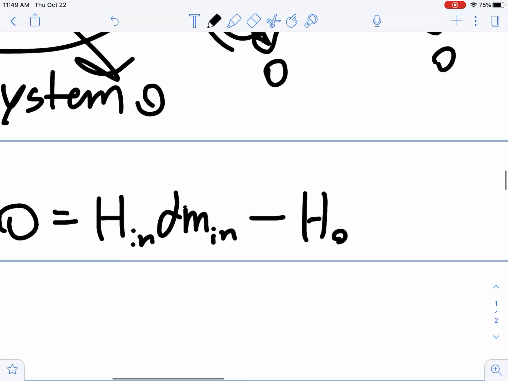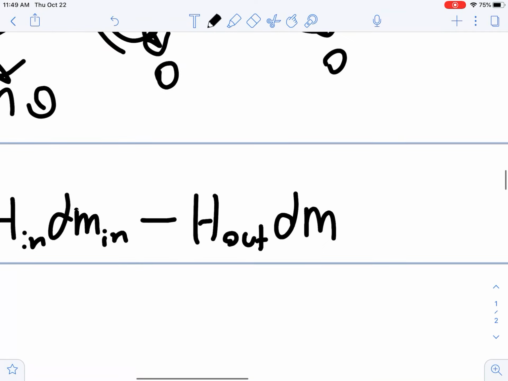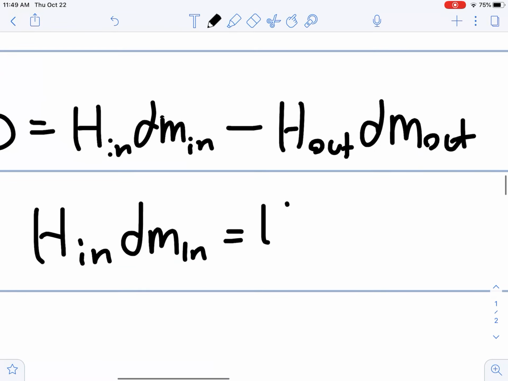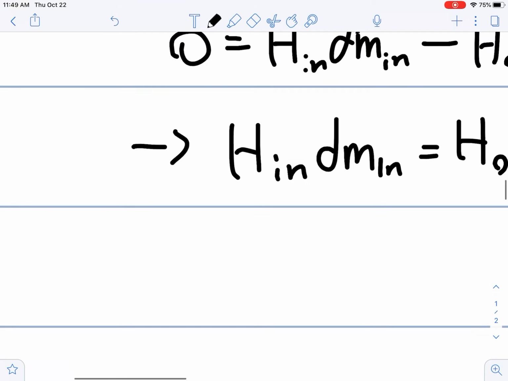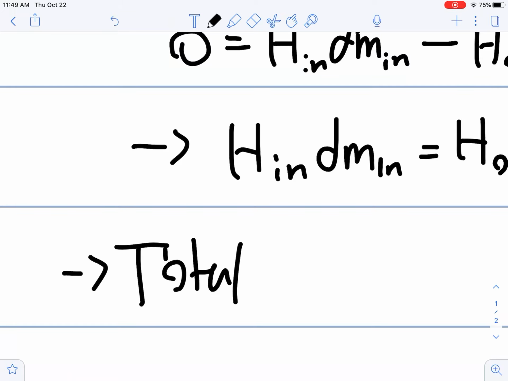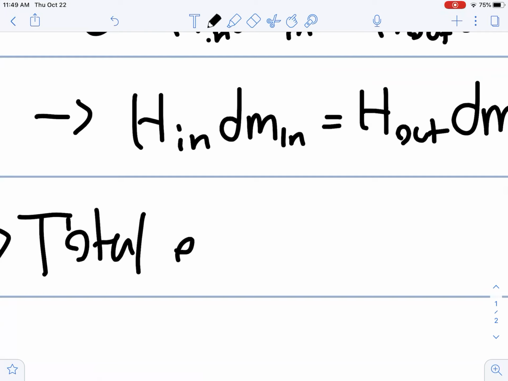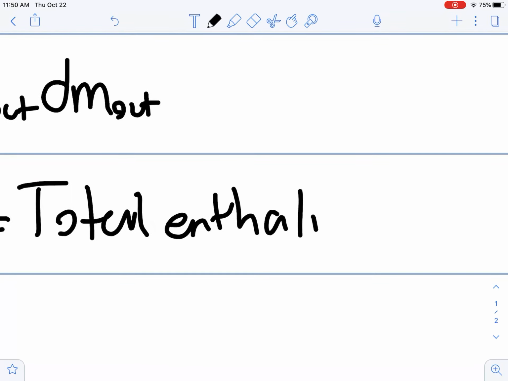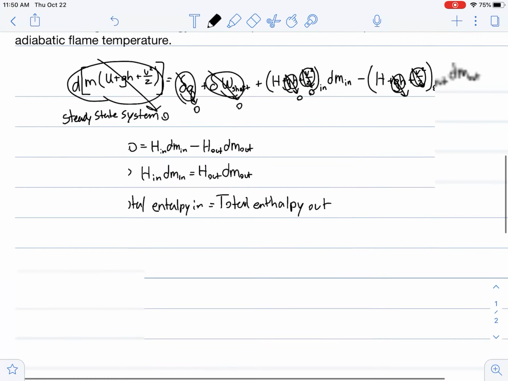minus H out dm out. Written another way is H in dm in equals H out dm out. Or in English terms, total enthalpy in is going to equal the total enthalpy out. So total enthalpy in equals total enthalpy out. Just like this.